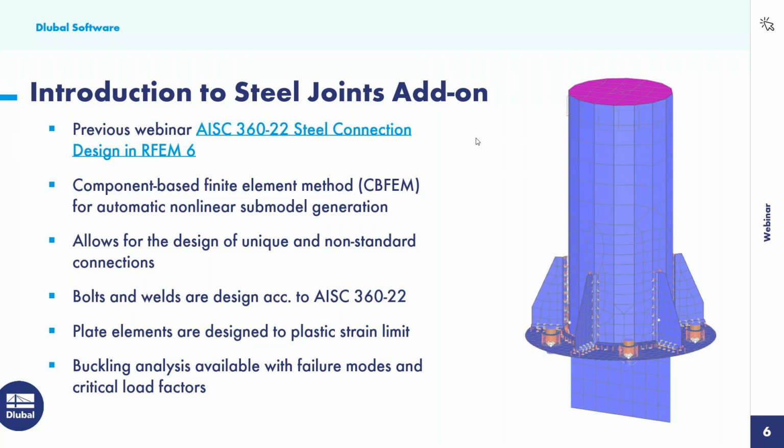The bolts and the welds are designed according to the AISC 360 standard, while the plate elements are code independent, but they're designed to the plastic strain limit. Now, as mentioned, the buckling analysis is also available where we can take a look at the failure buckling modes and the critical load factors and determine where we maybe need to apply stiffener plates.